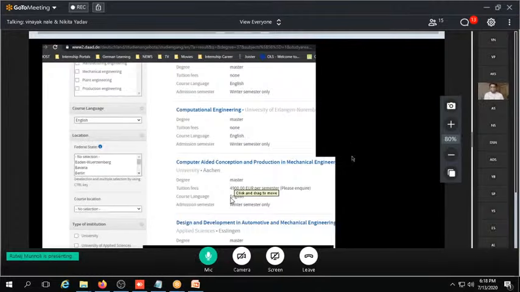Yes. Good evening, sir. My name is Nikita Yadav. I have a question for you. Can we get scholarship, internship, or work while studying in Germany? And what are the part-time working hours conditions?